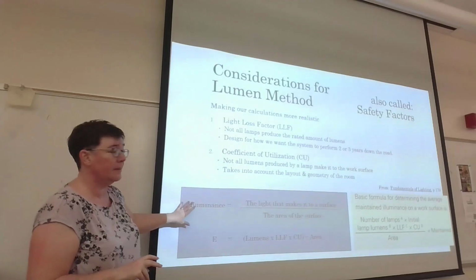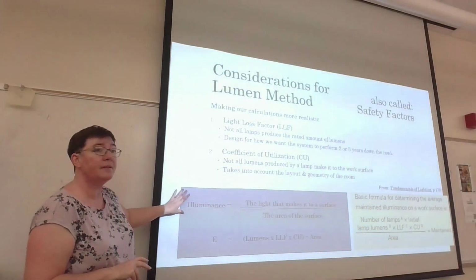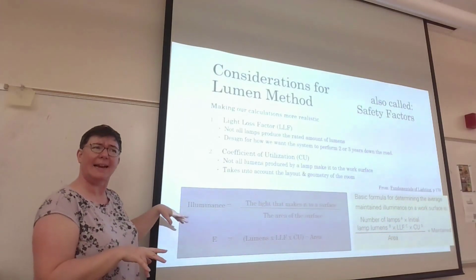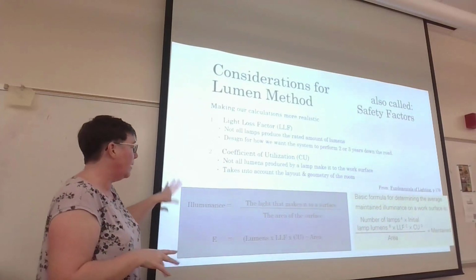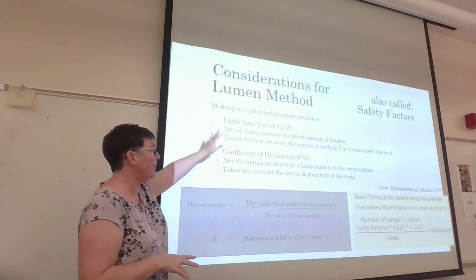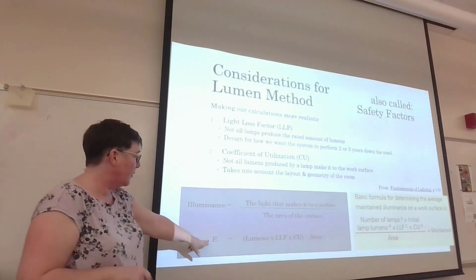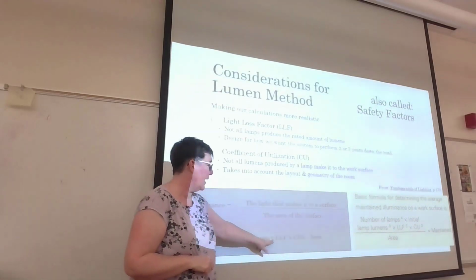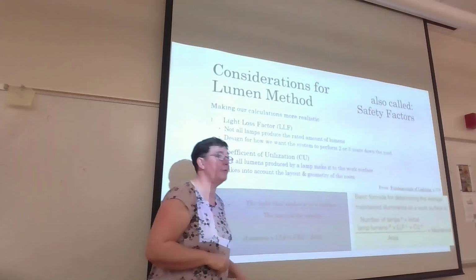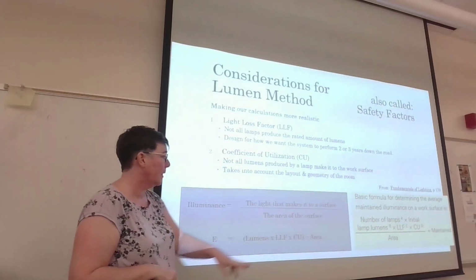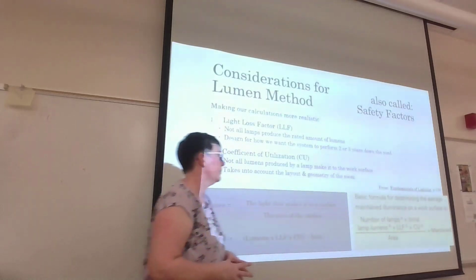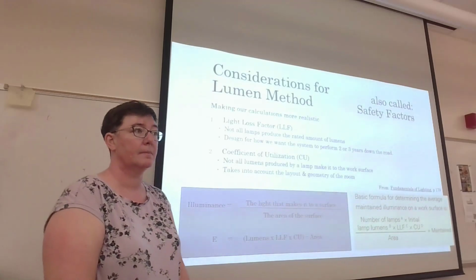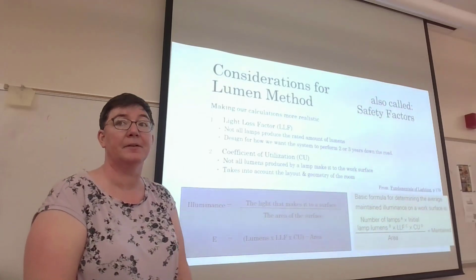So we have been using this very idealistic equation, but we're going to complicate it up, with these two factors, LLF and CU. And so our illuminance is now going to be lumens times the light loss factor times the coefficient of utilization, all divided by the area. So we're adding some extra factors into our equation.